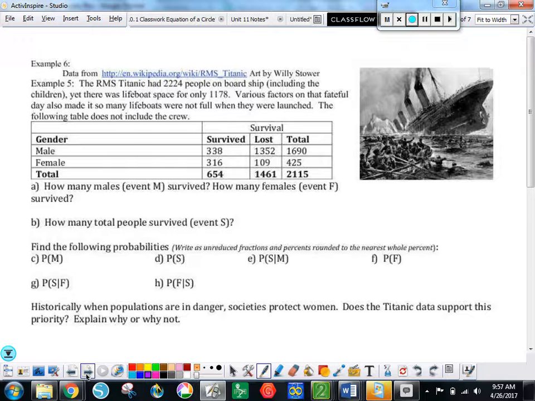Event M. So again, let's label M. So males. How many males survived? 338. How many females survived? Well, that's event F. 316. Well, that seems about equal, doesn't it? See, gender equality, that's fair.